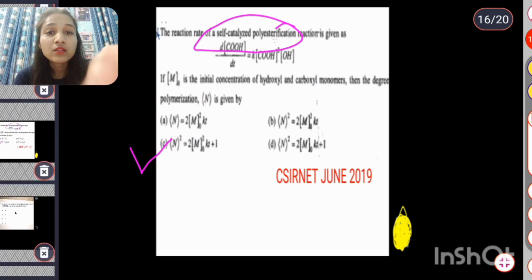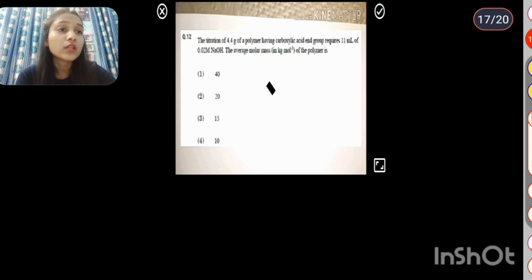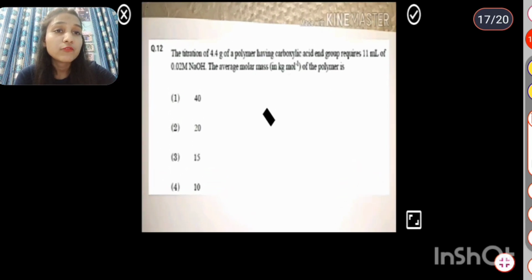You have to learn this, as this is very, very important if you are preparing for the NET exam, and if you are preparing the polymers chapter for the NET exam. So these two formulas are very important, as they repeatedly come in the previous exams.